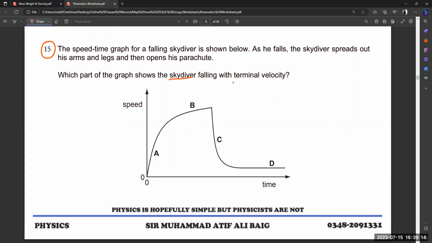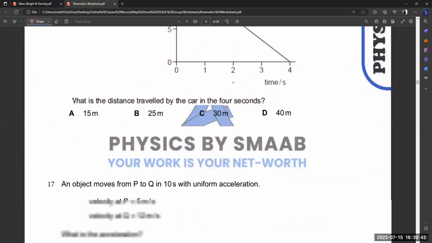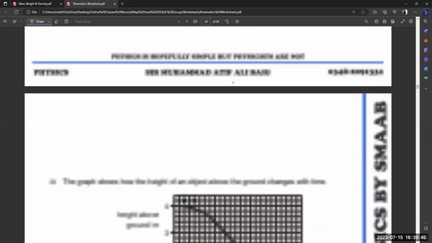Question number 15. Which part of the graph shows the skydiver falling with terminal velocity? D, because the parachute opens at this stage. I thought it was asking when the parachute opened. So part D gives you the concept of terminal velocity. This is also a very simple concept, not a difficult one.